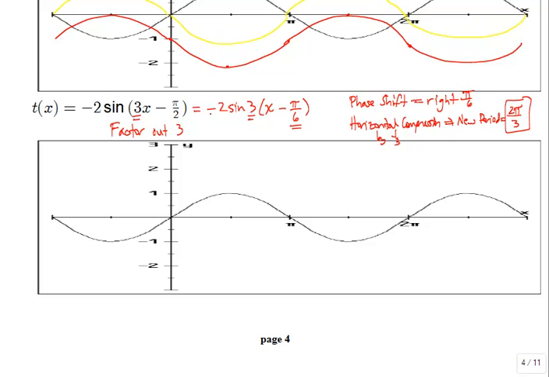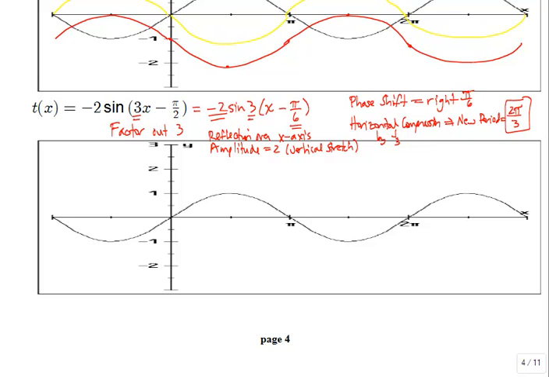In addition, I also have this minus and this 2. So the negative is going to result in a reflection over the x-axis, because that's in the vertical direction, it's out front of your sine curve, and then the 2 is going to give us a new amplitude of 2, and that's also known as a vertical stretch. So those are all of our different transformations. There's a lot of them to keep track of.